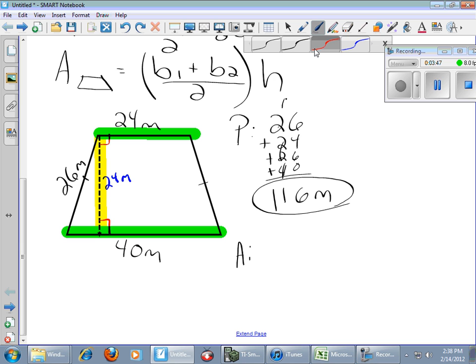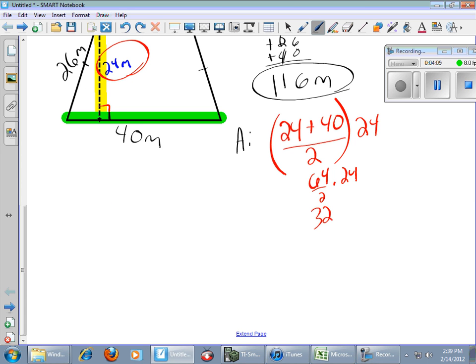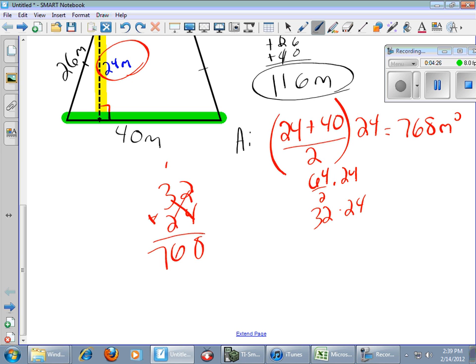All right, first of all, I'm going to average my bases. I'm going to take the first base, 24, plus the second base, which is 40, and divide that by 2. Then I will multiply it by this 24 because that's my height. 24 and 40 ends up being 64 divided by 2 times 24. I'm going to get 32 times 24. I'm not afraid of a little multiplication. I get 8 this way, 12, and 4 is 16. Carry the 1, 768. Looks like my area is going to be 768 meters squared.